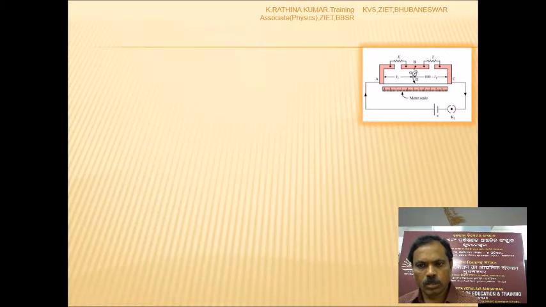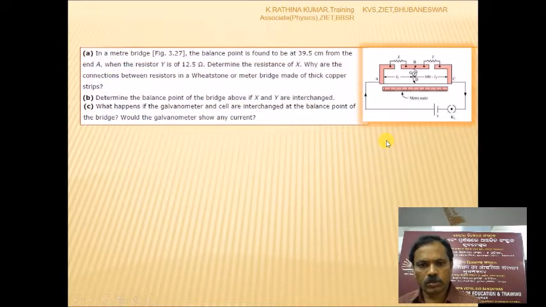The next one is the meter bridge circuit diagram apparatus. In this question, in a meter bridge, in the given figure, the balance point is found to be at 39.5 cm from the end A when the resistor Y is of 12.5 ohm. Determine the resistance of X. So there is an unknown resistance.